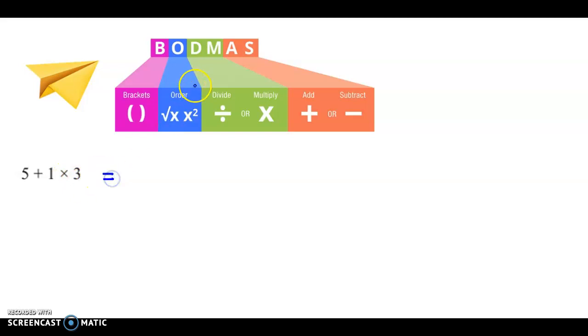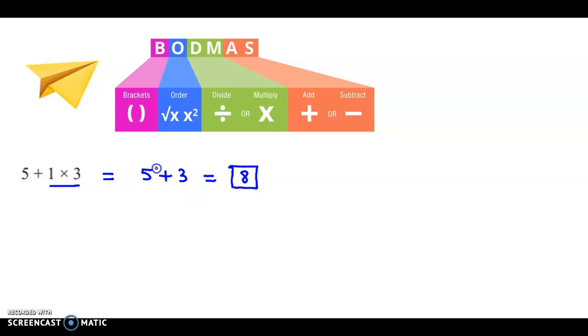Now, as per the BODMAS rule, we first have to perform the multiplication. There are no brackets, there are no orders here, there's no division. So, we start with the multiplication. So, 1 into 3, that would make it 3. So, we have 5 plus 3. And now, we go for the addition. And 5 plus 3 gives us 8. So, the answer is 8.